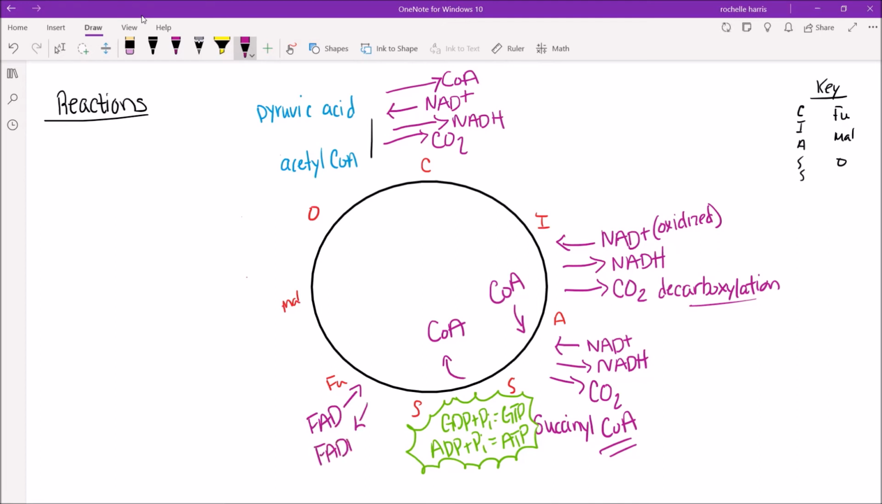and leaving the cycle, FADH2, which is another electron carrier. Our next reaction is between malic acid and oxaloacetic acid, and NAD plus is oxidized, goes into the cycle, and leaving the cycle is NADH, our electron carrier.